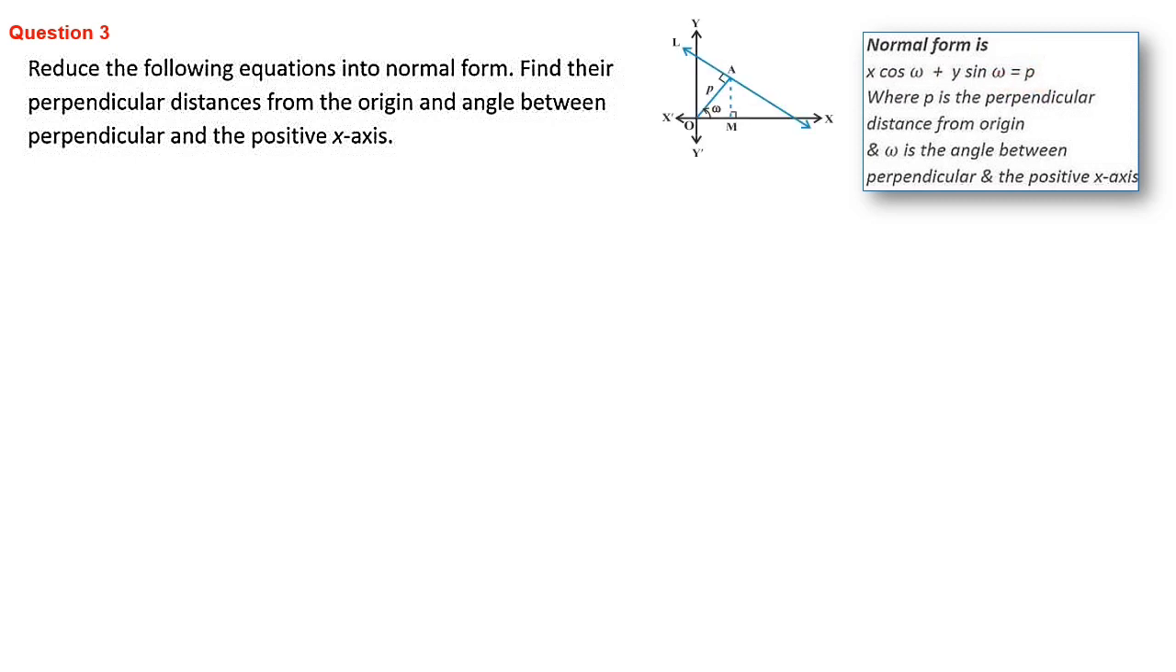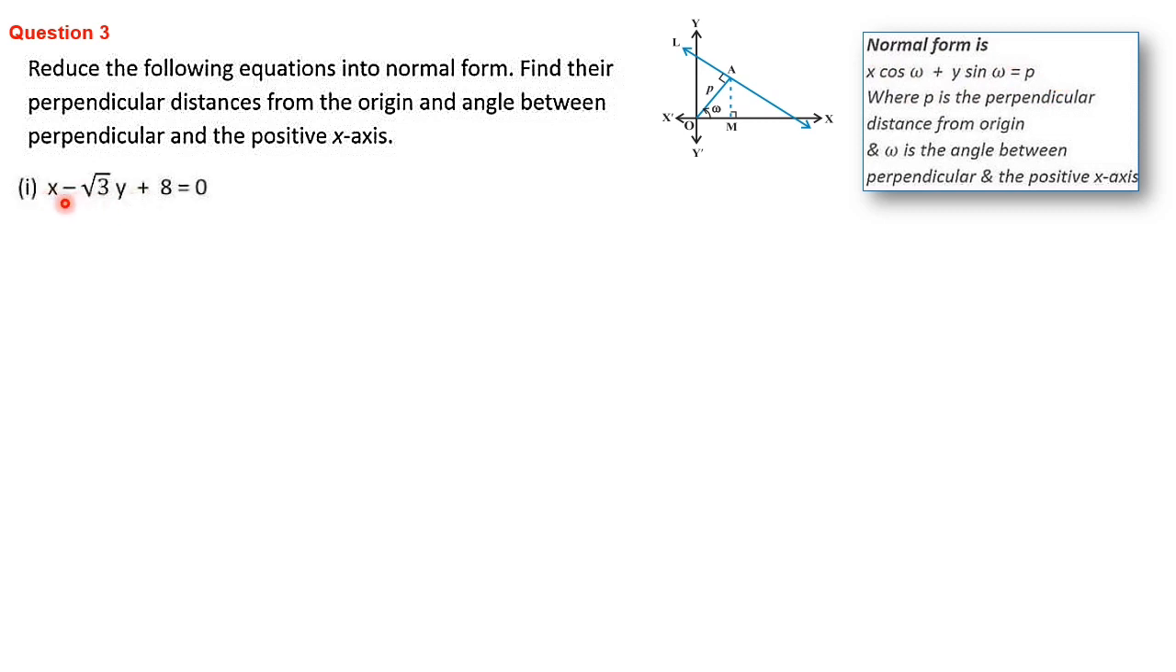What is p and omega? P means it is a perpendicular distance. Here we are asked to find out that one. Find the perpendicular distance means the value of p we have to calculate, and also angle between the perpendicular and the positive x-axis. You see this is omega. Angle between the perpendicular and positive x-axis, that is omega, also we have to find out. P and omega we have to find out. So x cos omega plus y sin omega is equal to p. This is the normal form.